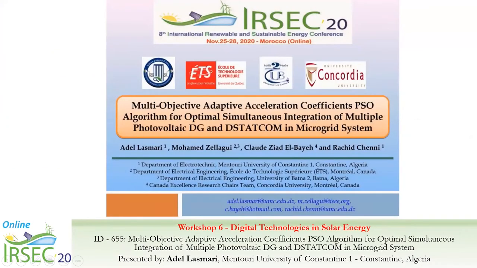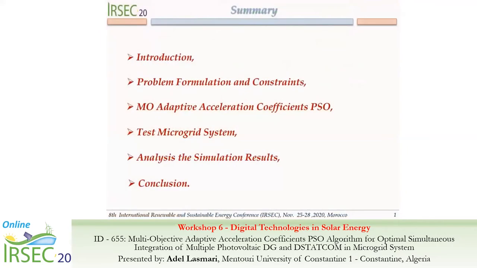Hello, everybody. I have the honor to present the work entitled Multi-Objective Adaptive Acceleration Coefficient Particle Swarm Optimization Algorithm for Optimal Simultaneous Integration of Multiple Photovoltaic Distributed Generation and Distribution Static Compensator in Microgrid System. Here is the summary of my presentation: introduction, problem formulation and constraints, multi-objective adaptive acceleration coefficient PSO, test microgrid system, analysis of the simulation results, and finally conclusion.